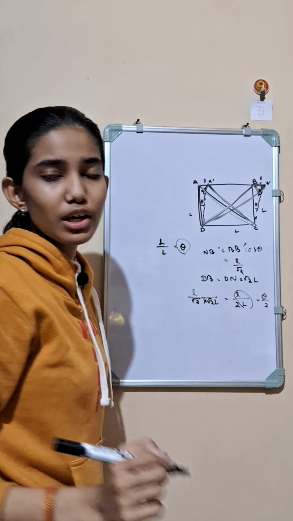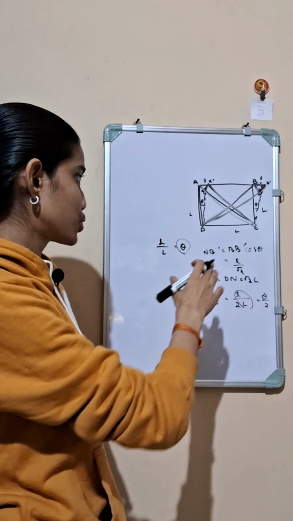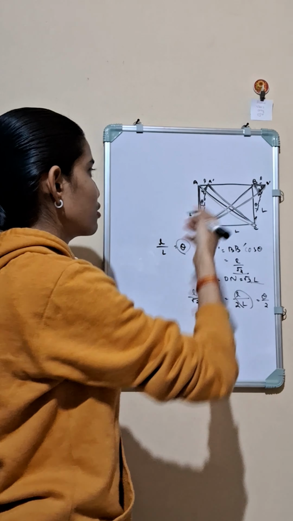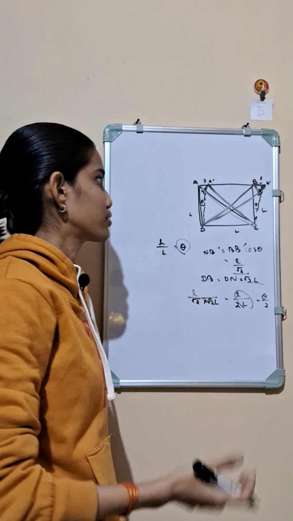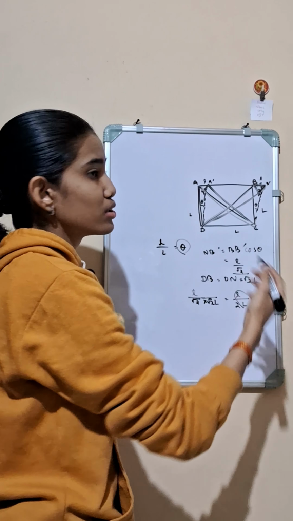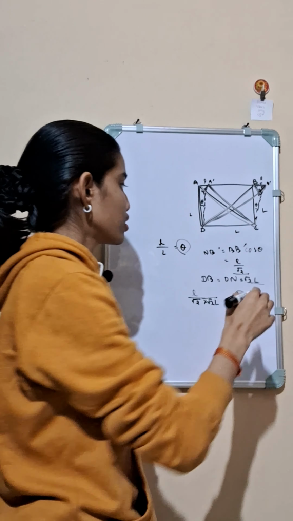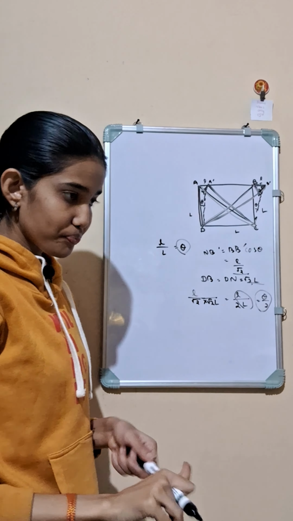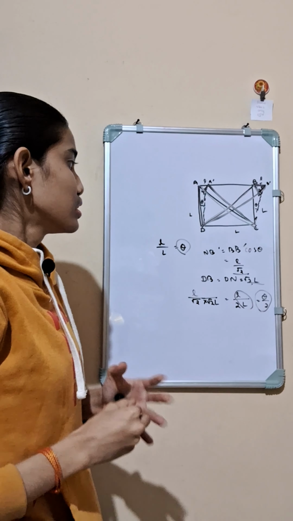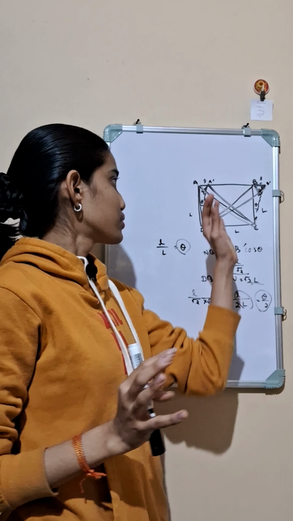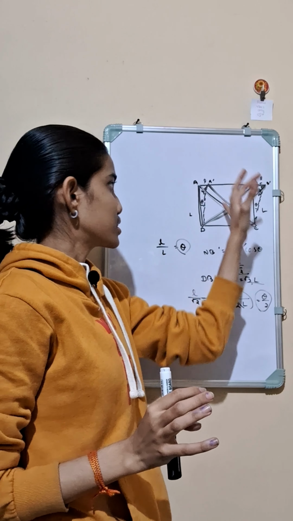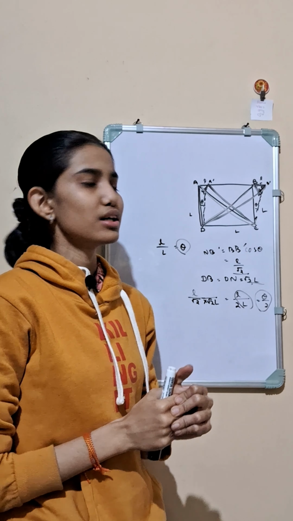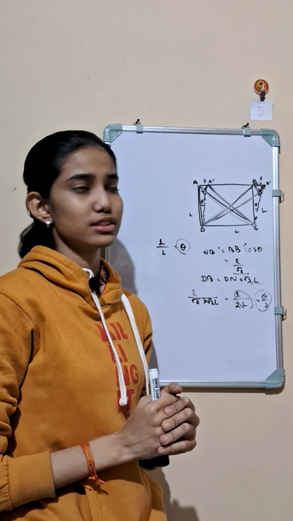AC is root 2L, AM is L by root 2, then obviously the compressive strain will be equal to small l by root 2 into 1 by root 2L, which will also be equal to theta by 2, meaning you can say that the tensile stress and compressive stress along the diagonal are equal and half of that of shear.